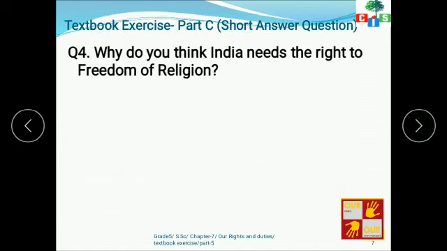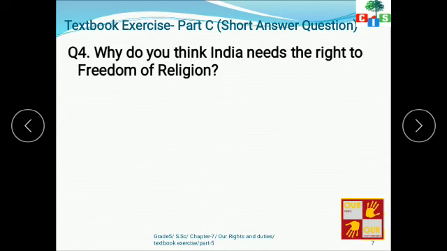Why do you think India needs the right to freedom of religion? So children, as you know, India is a very large country, right? And it is a democratic country also. Okay. And what else? In India, we have so many religions, so many cultures. So there is a cultural diversity also. Okay. So this is the reason.